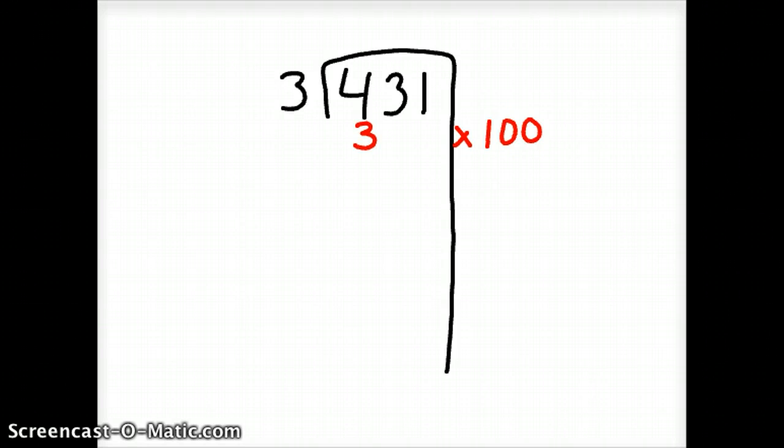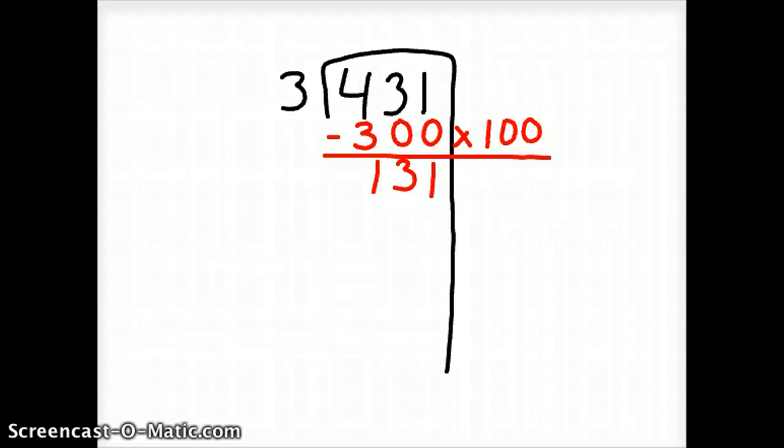And 100 times 3 is 300. So when I take that 300 away from my total, I'm left with 131. Well, I know that I can't take any more hundreds of groups of 3, but I can take some tens of groups of 3.